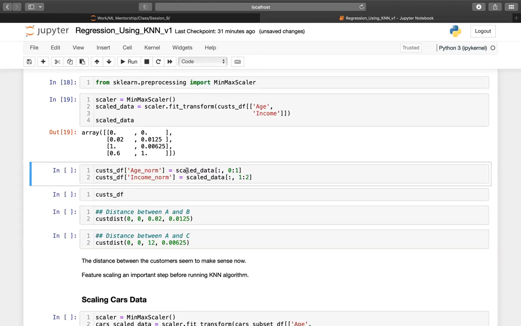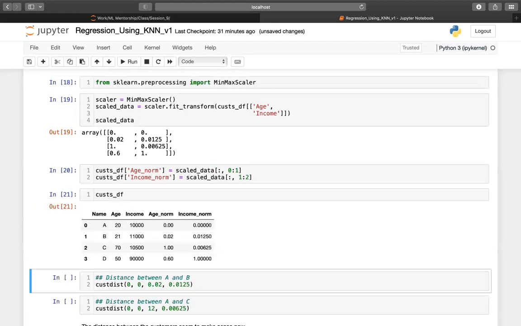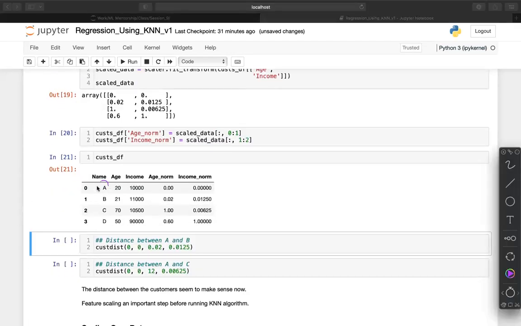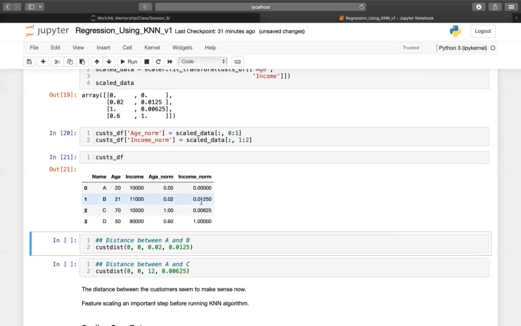Now let's assign these two as new columns in the customer df. So customer A, age is 20 and income is 10,000. The normalized value based on the min max scaling is 0, 0. For B, it's 21 and 11,000, giving 0.02 and 0.0125. And here is 70, which is the maximum age, represented as 1. And in this case, this is the maximum income and represented as 1. So all the values are appropriately represented now.